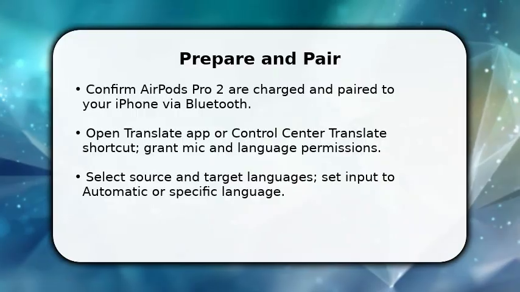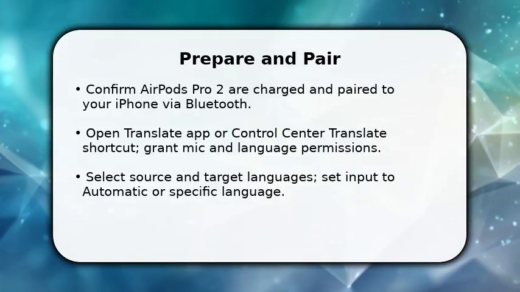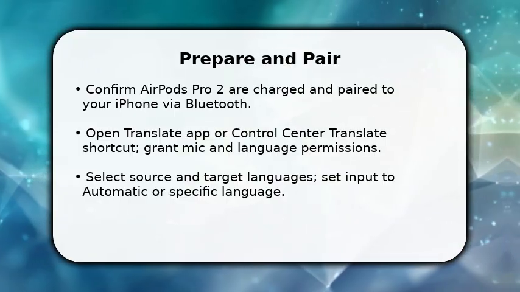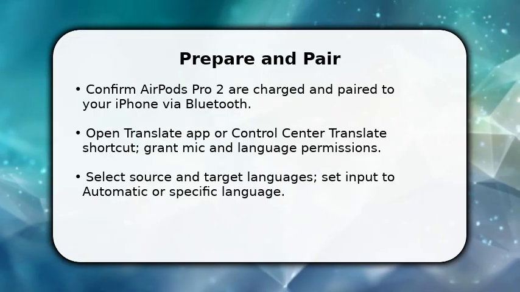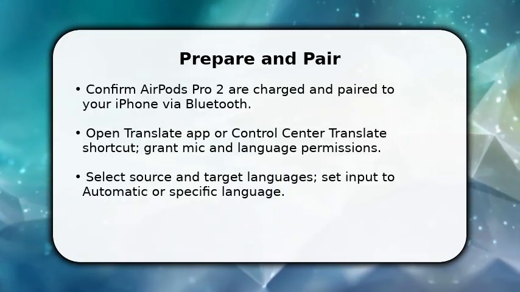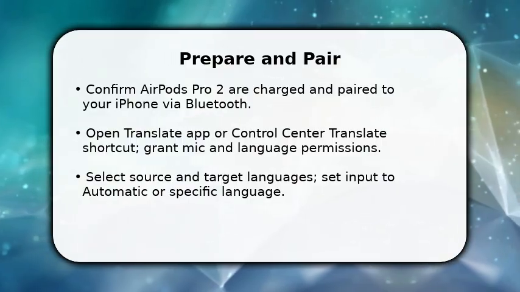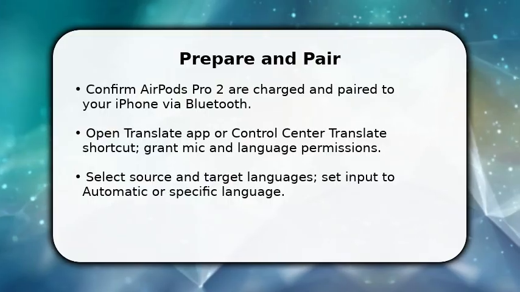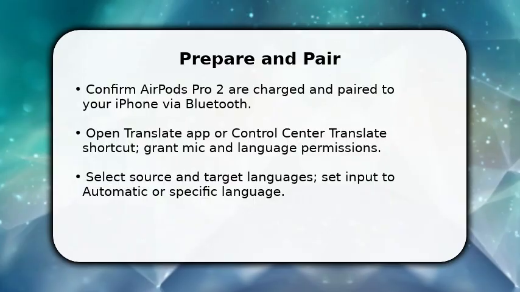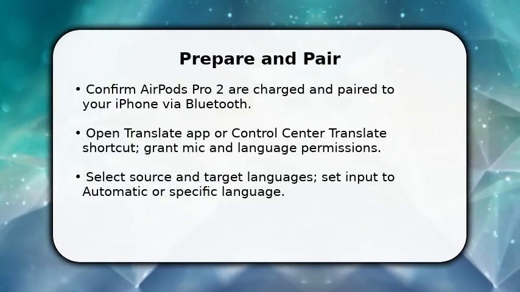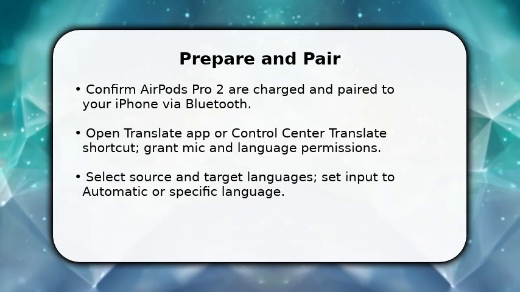You start by pairing and preparing. Put the AirPods Pro 2 in your ears and verify they show connected on your iPhone. Next, open the Translate app or swipe to the Translate control, grant microphone permission, and allow background audio. Choose the source language you'll speak and the target language to hear. Once done, set input detection to automatic if you want seamless switching, or lock a language for precision. This gets your hardware and software ready for live translation with minimal delay.